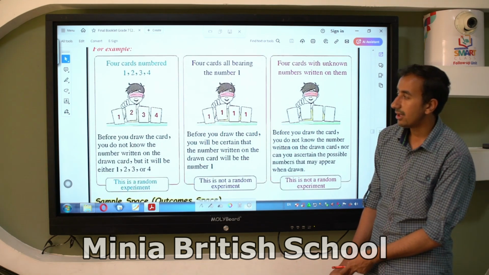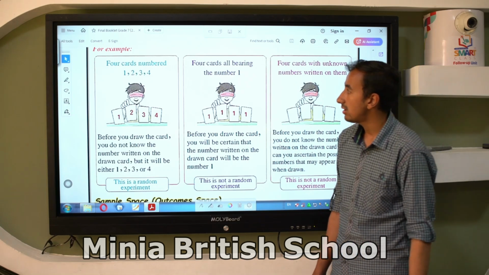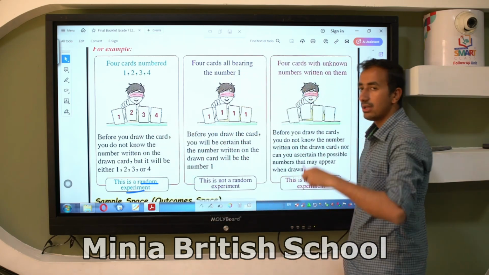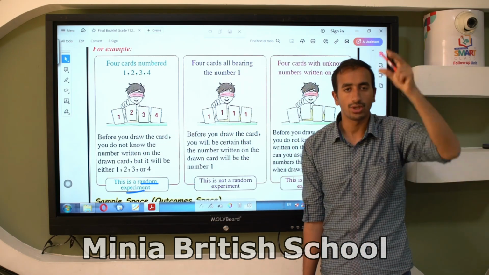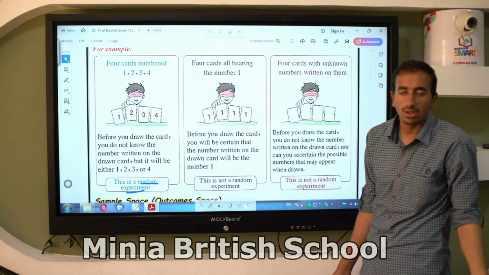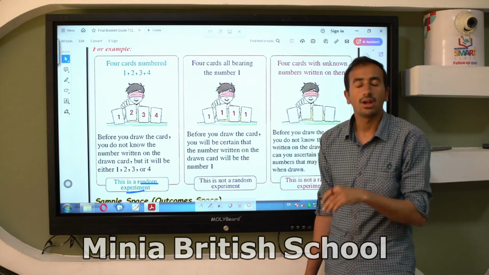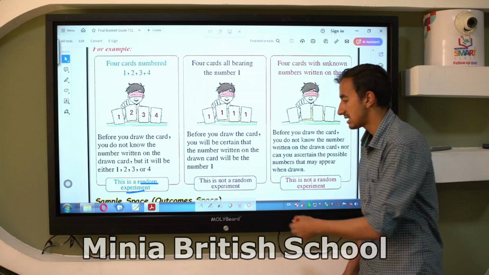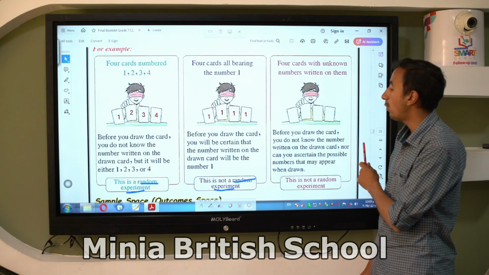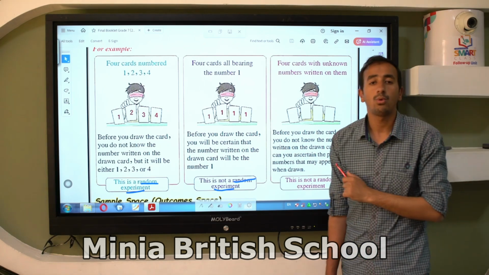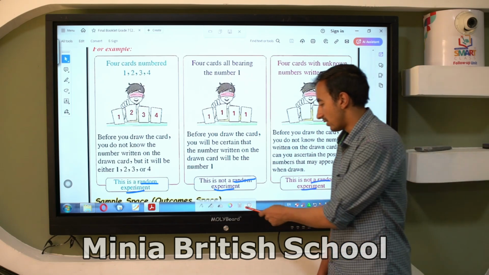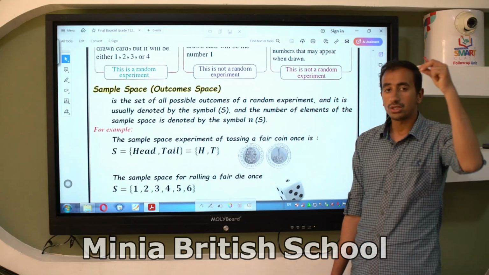Here you have 4 cards, numbered from 1 to 4. Choosing among the 4 cards is a random experiment: 1, 2, 3, 4, you can choose randomly. But if I have 1, 1, 1, 1, the answer will be 1. Even if I close my eyes, the answer will be 1 for anyone. It's not a random experiment. It's also not random if all the cards are empty or all the same color. In a random experiment you can choose randomly.